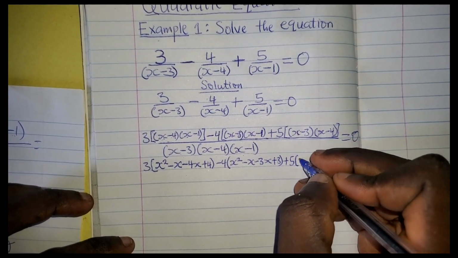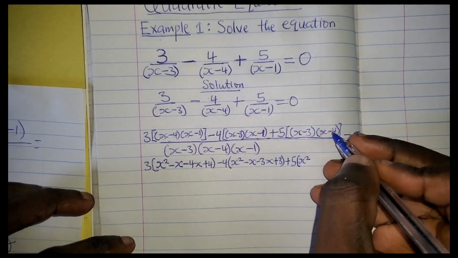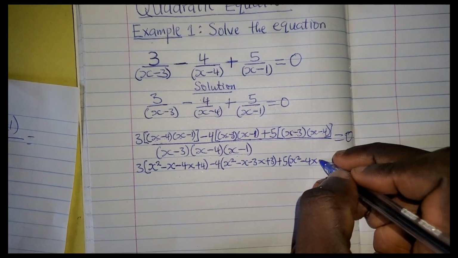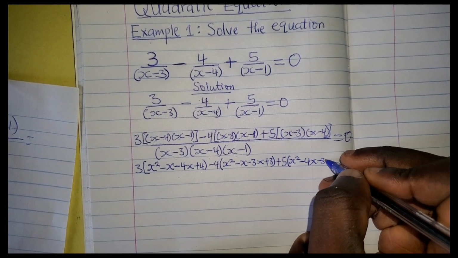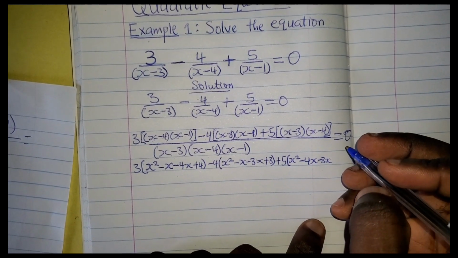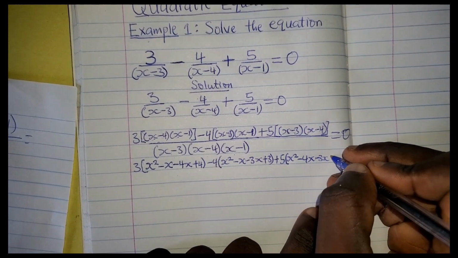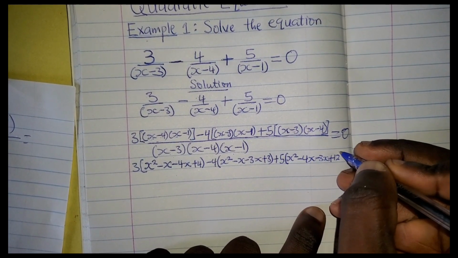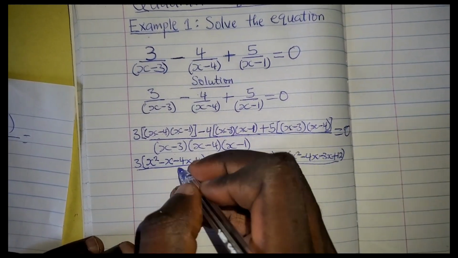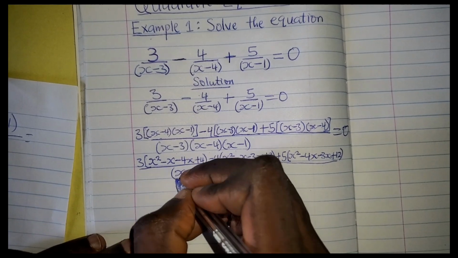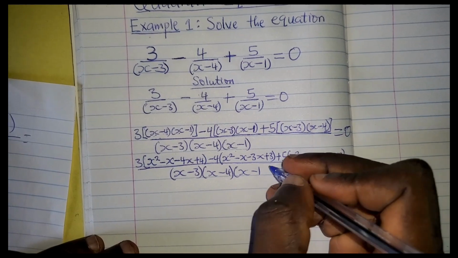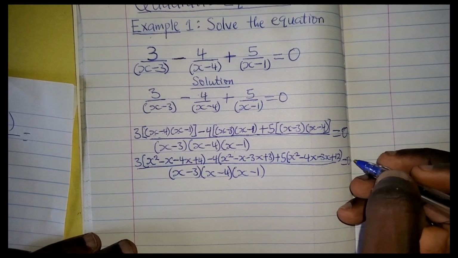Plus 5 into brackets. Then let's expand this again. X times x will give me what? X square. X times minus 4 will give me minus 4x. Minus 3 times x will give me minus 3x. Minus 3 times minus 4 will give me what? Plus 12. Everything all over x minus 3, x minus 4, x minus 1 equals to everything, they are all equal to 0.